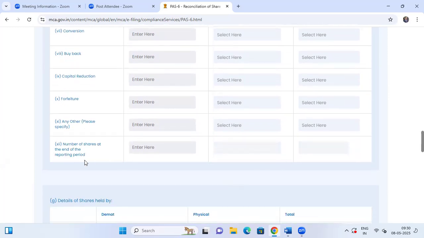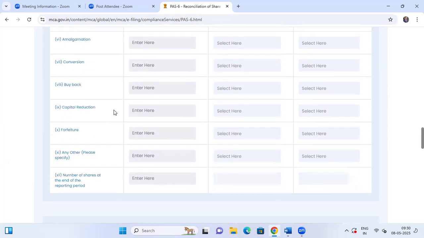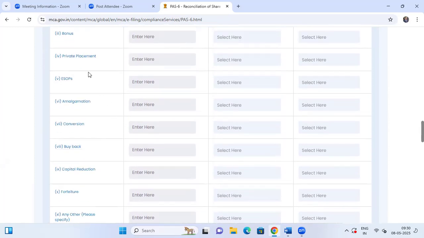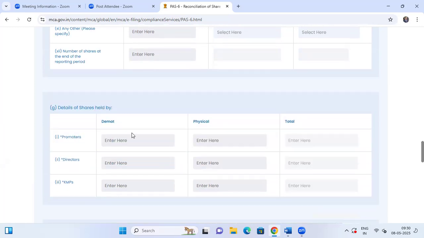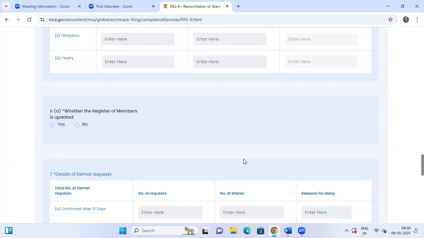And number of shares at the end of the reporting period. These are all changes during the period. Beginning of the period, number of shares, changes during the 6 months, and number of shares at the end of the reporting period need to be filled. Then details of the shares held by the promoters, directors, KMPs, physical and total, and Demat. So these numbers need to be mentioned.